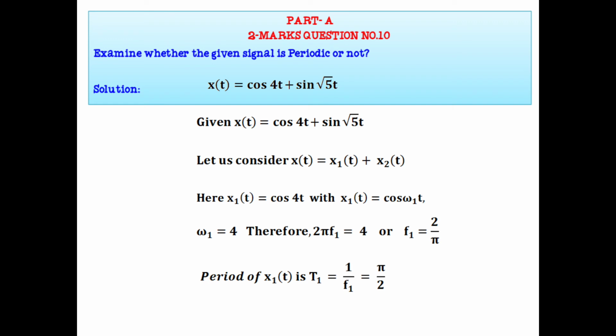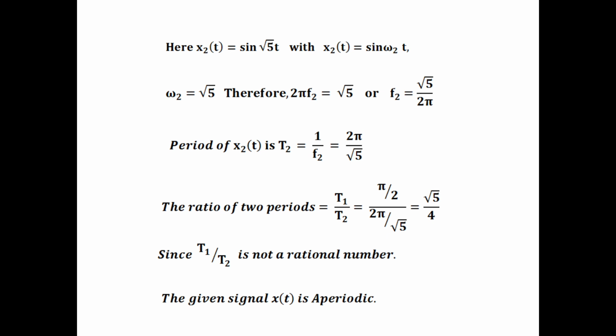Examine whether the given signal is periodic or not. Again, you are given two signals. x of t equal to cos 4t plus sin root 5t. So, you can write x1 of t and x2 of t. Calculate omega 1. Calculate the fundamental period of x1 of t. That is T1 equal to 1 by f1. So, what is f1 here? 2 by pi. So, what is T1? Pi by 2. Then x2 of t as sin root 5t.